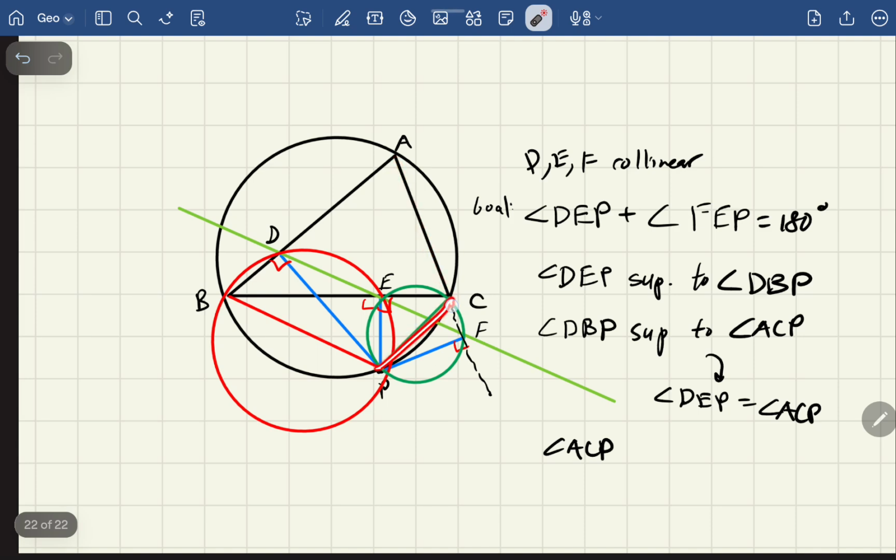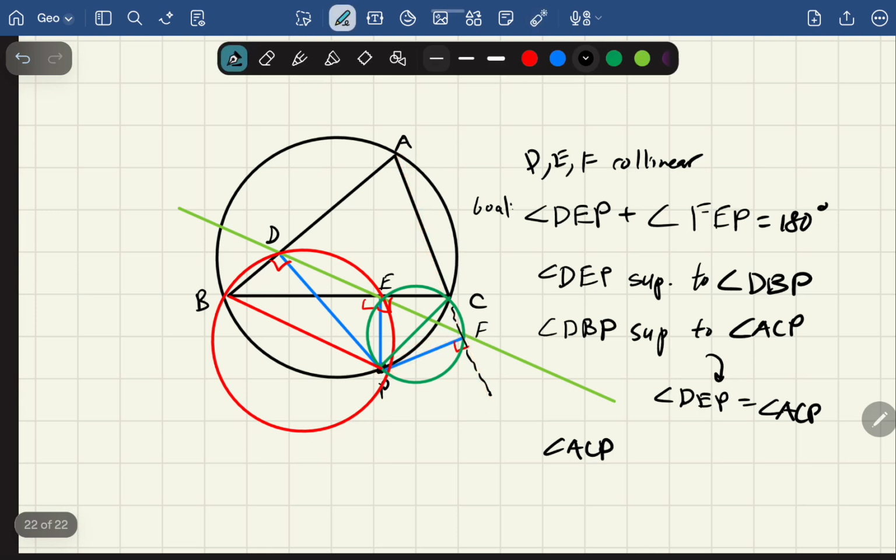is supplementary to PCF, or FCP, right? Because this was a straight line. We defined originally that PF was perpendicular to that line, right? So ACP is supplementary to FCP.